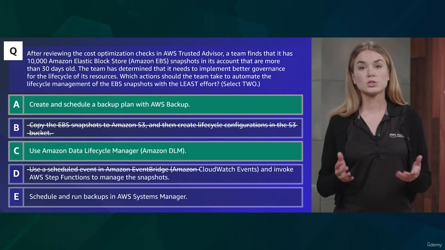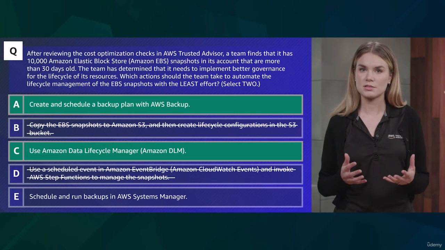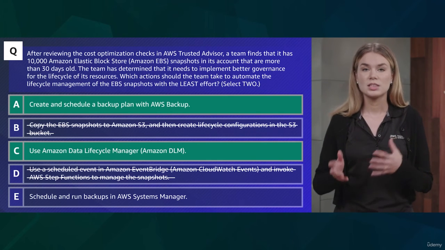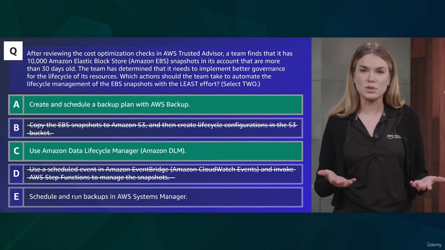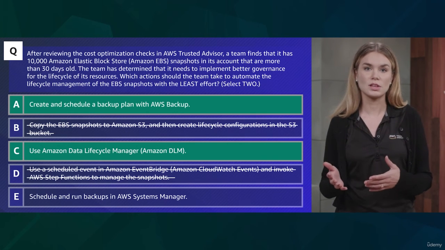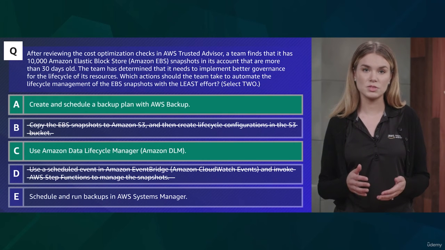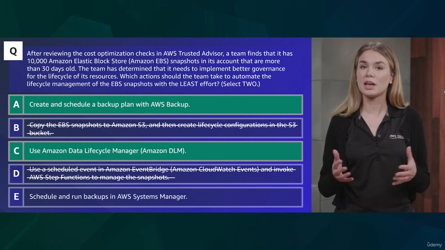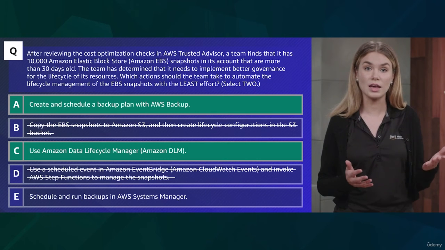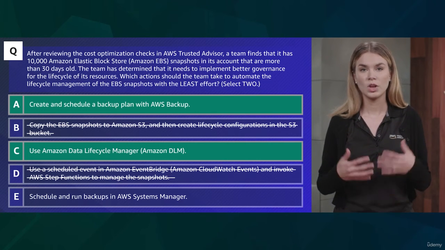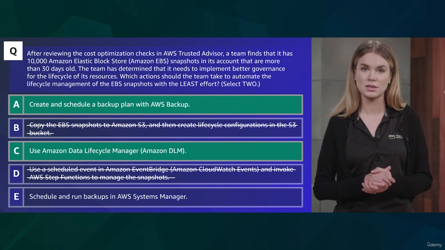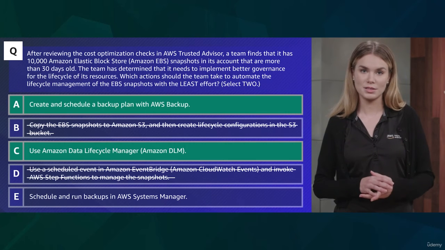Next is D, use a scheduled event in Amazon EventBridge and invoke AWS Step Functions to manage the snapshots. This response is incorrect for a few reasons. Though you could schedule Amazon CloudWatch events to invoke Step Functions, Step Functions itself cannot manage EBS snapshots. They would need to write code that then gets invoked by Step Functions that takes the backups of the EBS volumes. Setting all of this up would be a manual effort and would require more operational overhead than options A or C. On top of that, this does not account for the lifecycle management part of EBS snapshots. So this response is incorrect.